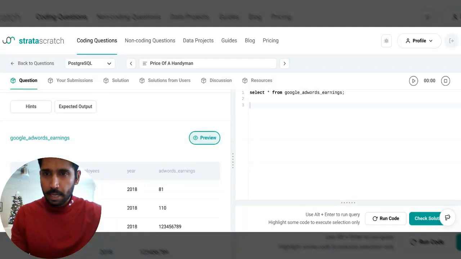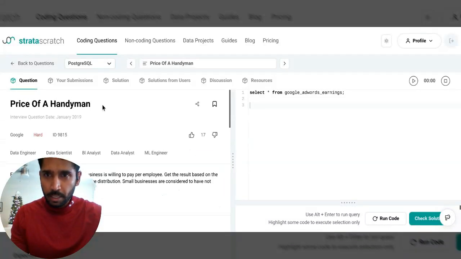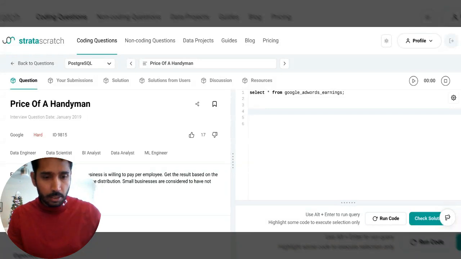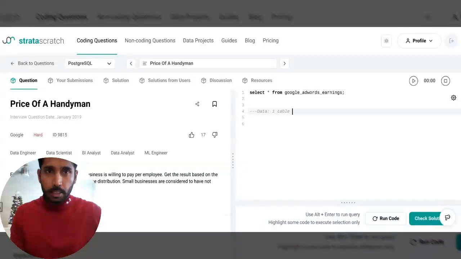Handyman is the business type. There's other business type: media, number of employees, year, AdWords earnings. This is the metric I think is how we are going to determine the price per employee. Okay. That's a lot of good information. Let's put down some thoughts here. The data is quite straightforward. We have one table with four fields.